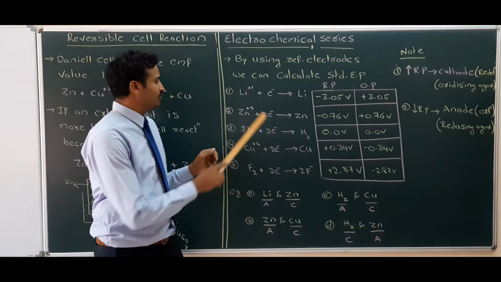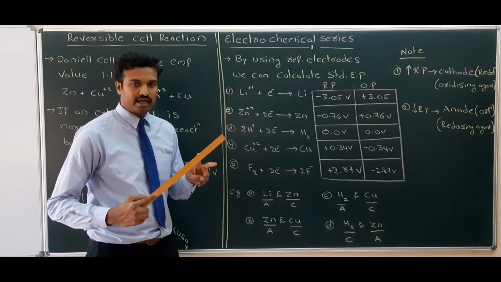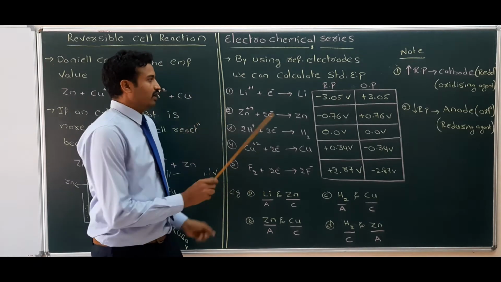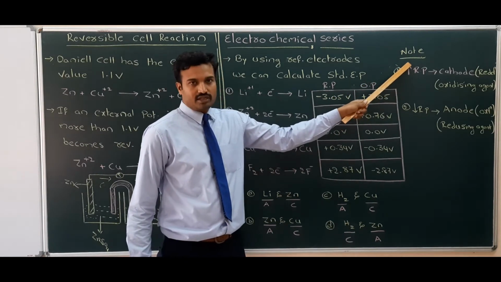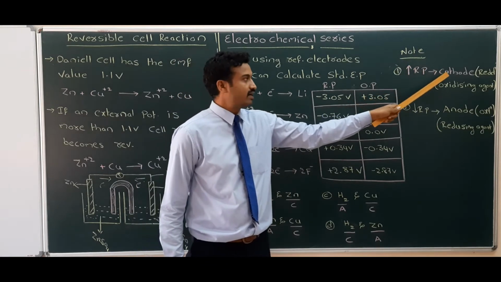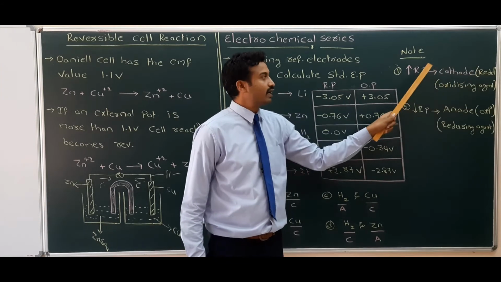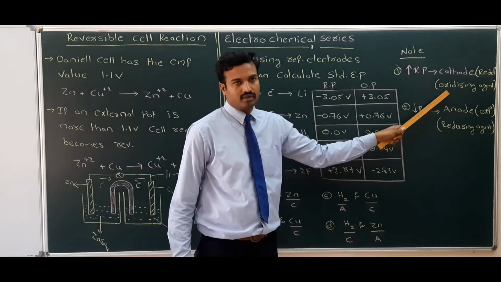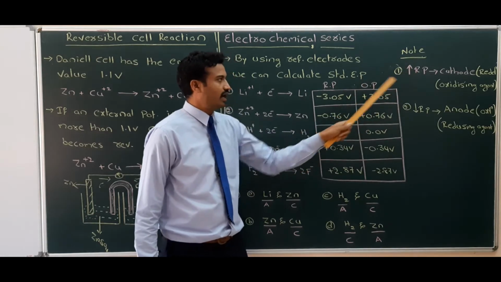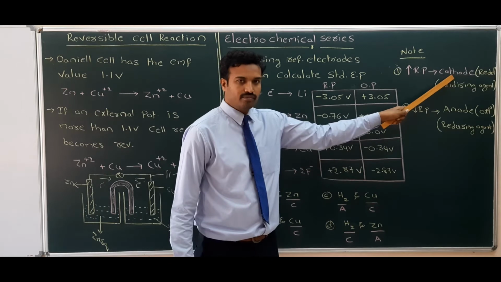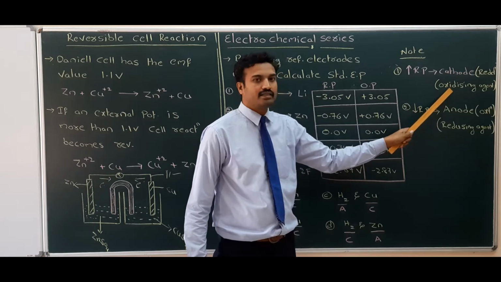Now the question is, if I use any two electrodes from this example, which one acts as an anode, which one acts as a cathode? So here is an important note. The higher the reduction potential, that one acts as a cathode. At cathode, the reaction is a reduction reaction. That electrode is called the oxidizing agent. Again, note: the electrode which has the higher reduction potential acts as a cathode. At cathode, the reaction is reduction. That substance is called the oxidizing agent.